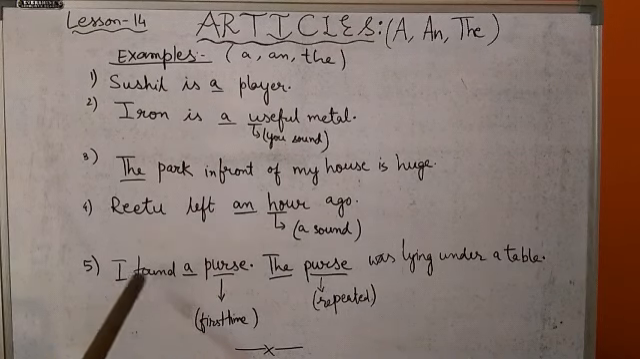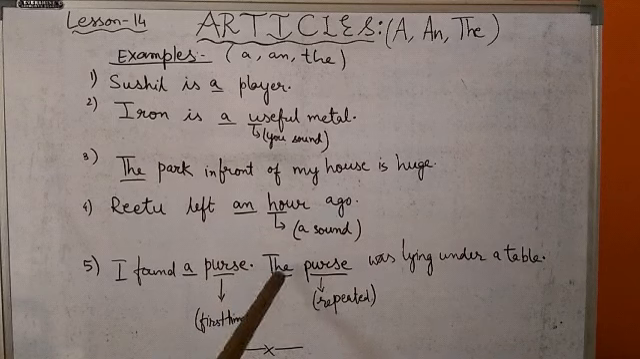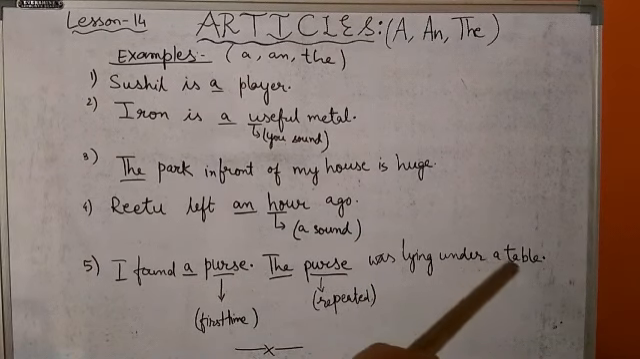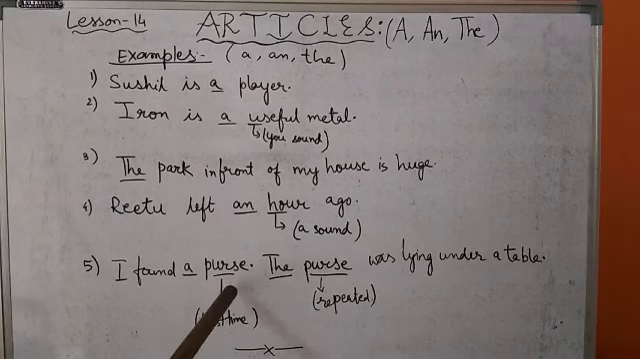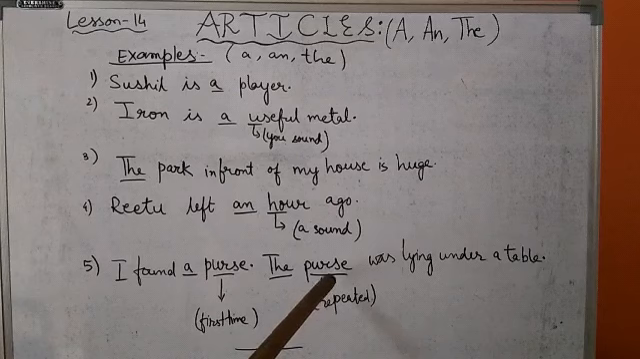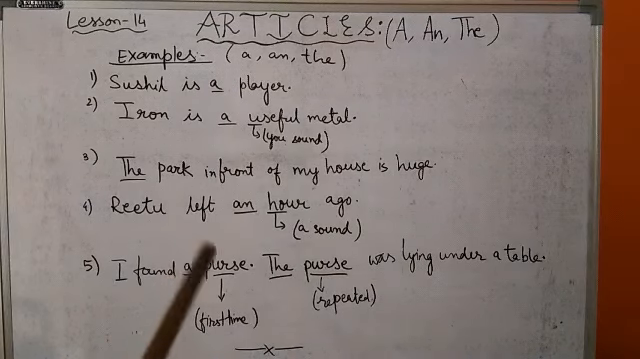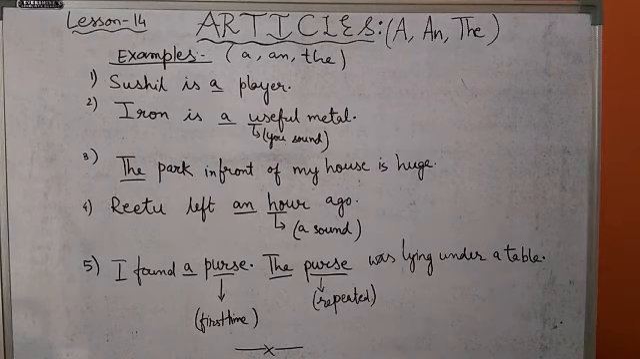Number 5. I found a purse. The purse was lying under a table. Now here in this sentence, purse is used the first time, so according to that we have used a. Now again purse is repeated, so we have used the. Hope you have understood the examples related to a and the.